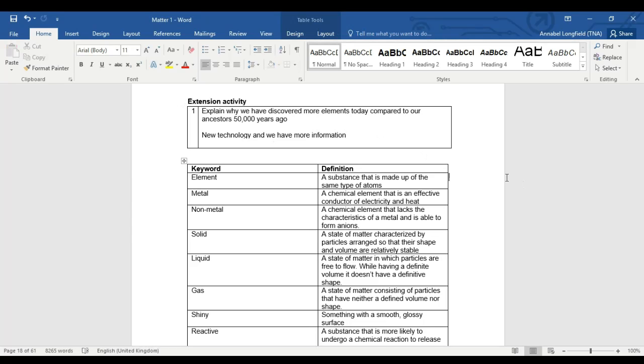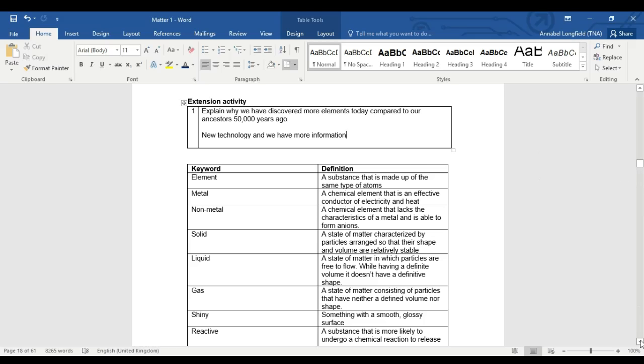Processes such as electrolysis are a new thing that we have. It's quite recent, and it has enabled scientists to discover more elements. When I talk about recent, it is in comparison with those ancestors 50,000 years ago. It's not necessarily very new now, because it's probably about the 1800s that electrolysis came in, but compared to those ancestors a long time ago, it is new, so that's why I bring that up.